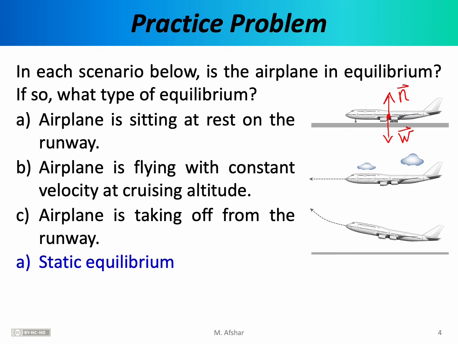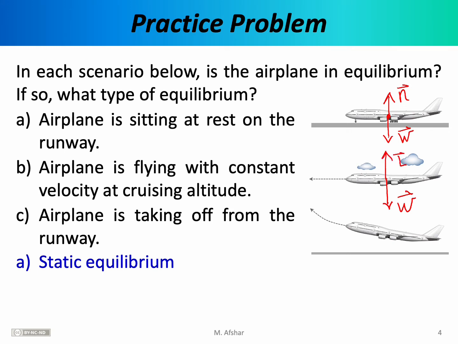In scenario B, the airplane is flying with constant velocity at cruising altitude. So the airplane does have some speed, but that speed is constant, and the direction of the velocity vector is also constant. There are forces acting on the airplane, to be sure. As usual, weight is going to be pulling the airplane down, but that force is balanced by the lift force.